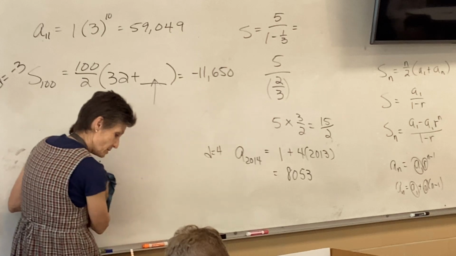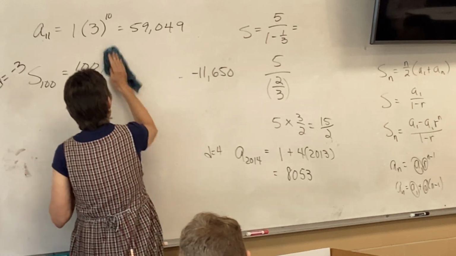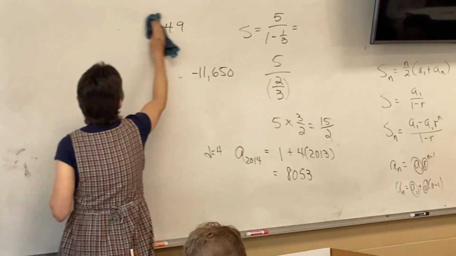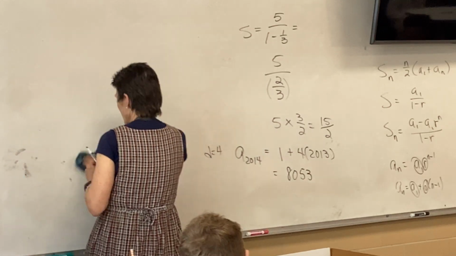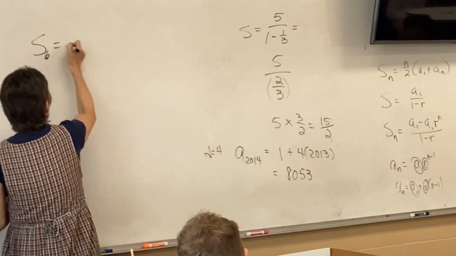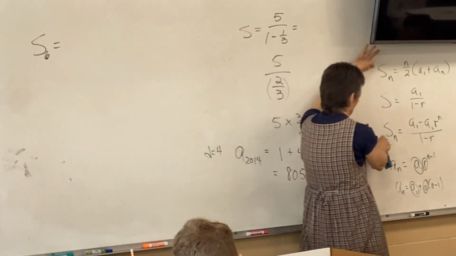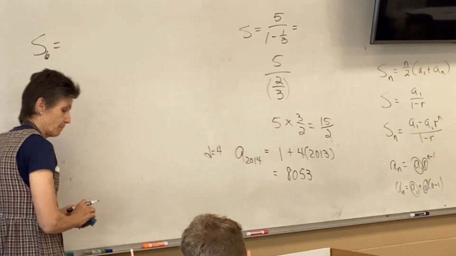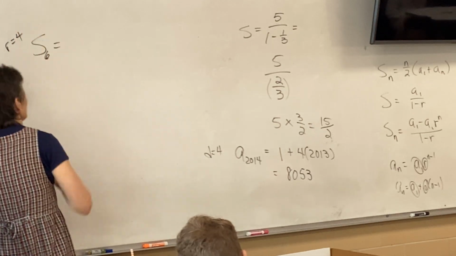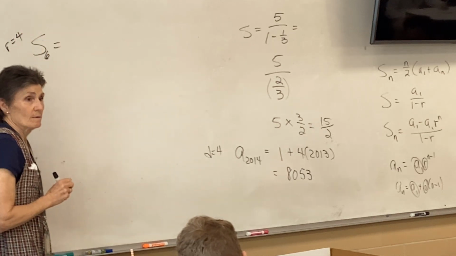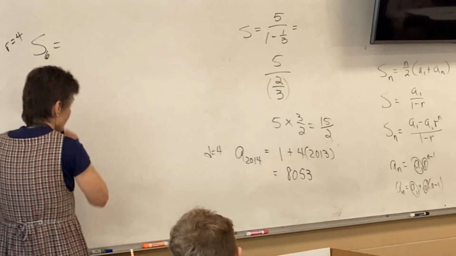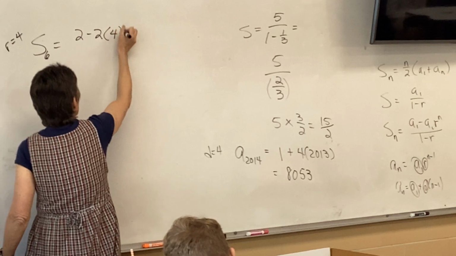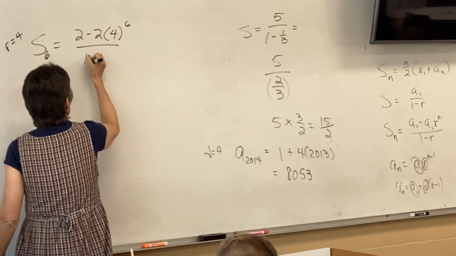Alright, and one more of these, we're finding S sub 6. Okay. So I'm gonna be using one of these. What kind of sequence do I have? 2, 8, 32. Geometric with a ratio of 4. Formula says first term, which is 2, minus 2 times the ratio to the 6, over 1 minus the ratio.